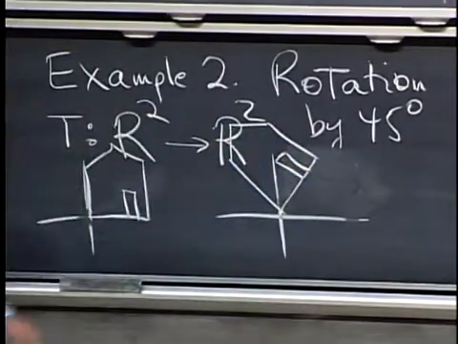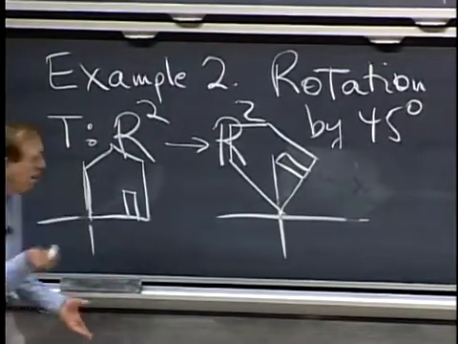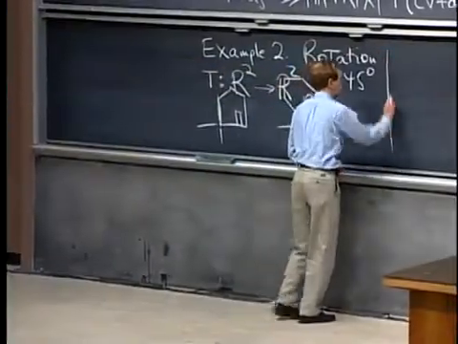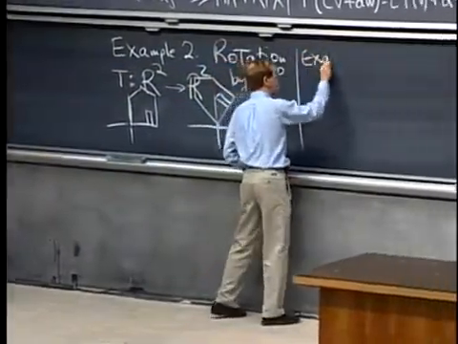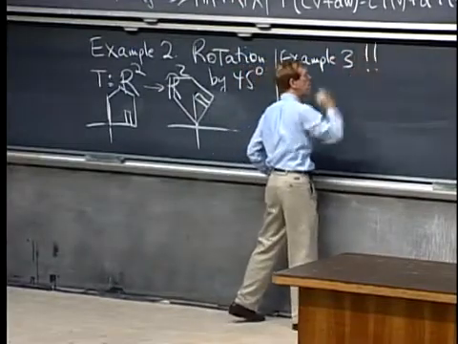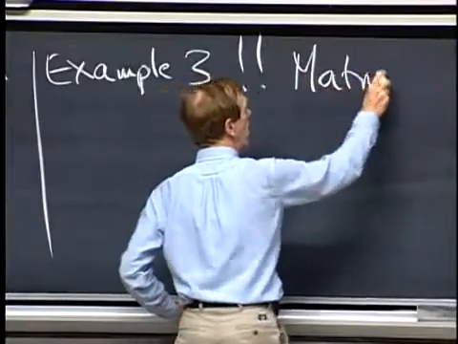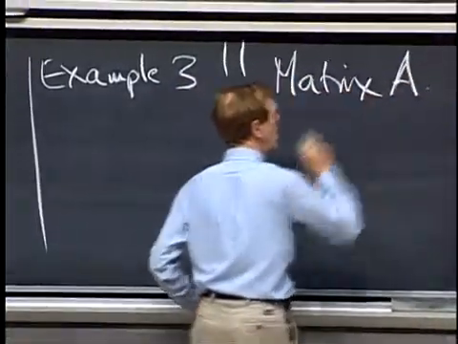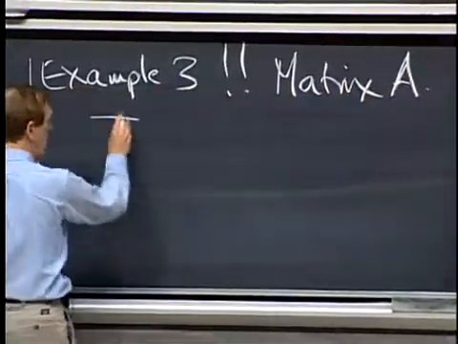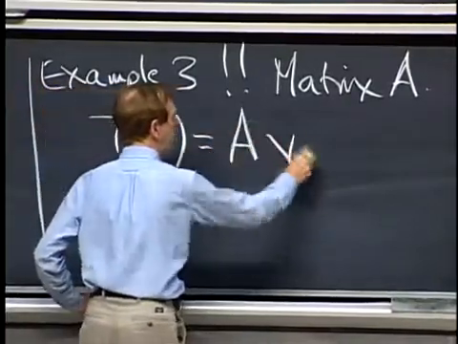Okay. And suppose I give some other examples. Let me give some examples that involve a matrix. Example 3, and this is important, coming from a matrix that we always call A. So the transformation will be multiply by A.